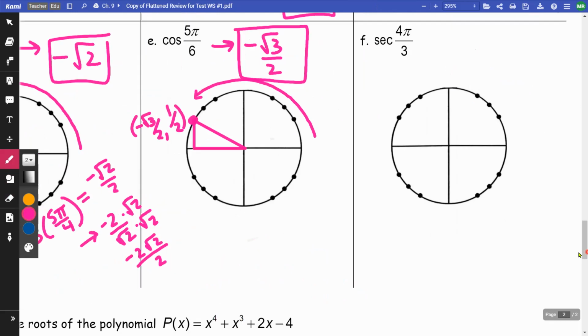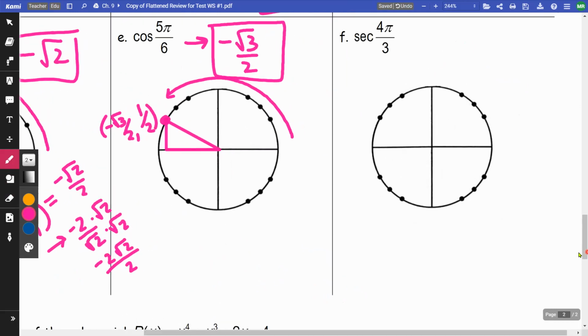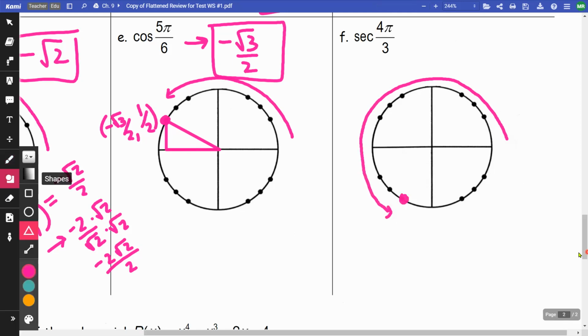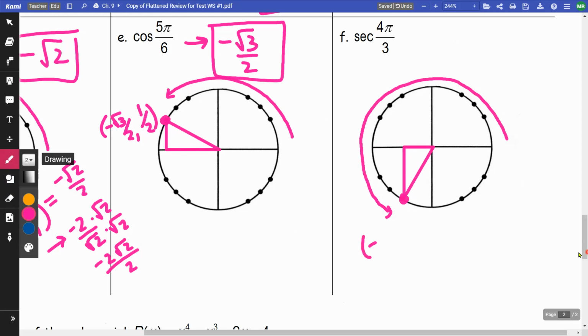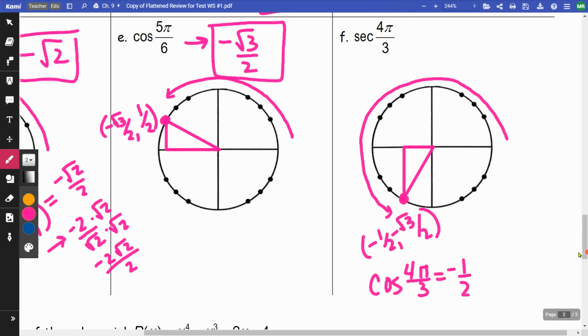On letter F, 4 pi thirds. So 4 pi thirds, this would be 3 pi thirds, 4 pi thirds, I'm here. That's where I am. And this is going to be short, comma, long. So this is going to be -1/2, comma, -√3/2. Sine doesn't go with s, so I want cosine. I want cosine of 4 pi thirds. Cosine is -1/2. I want the reciprocal, which is going to be -2.